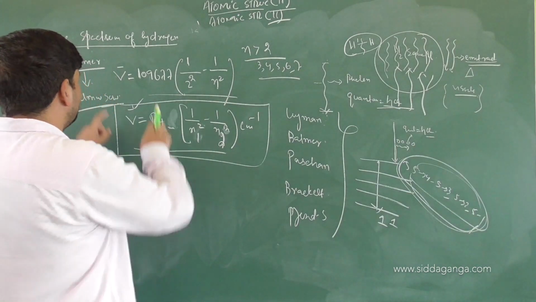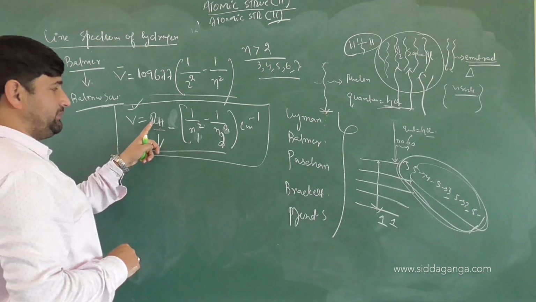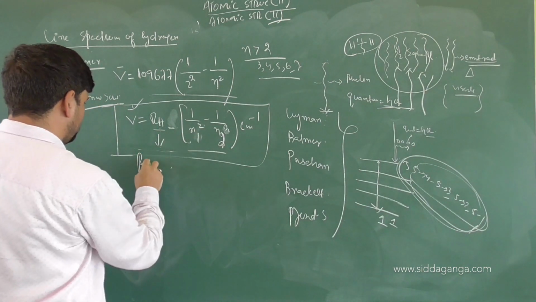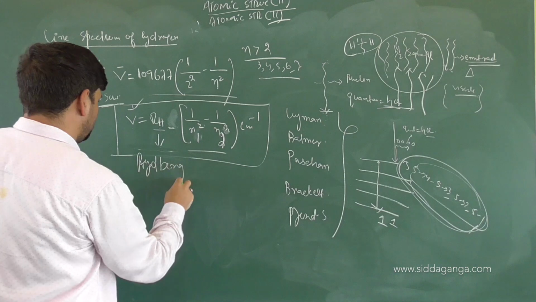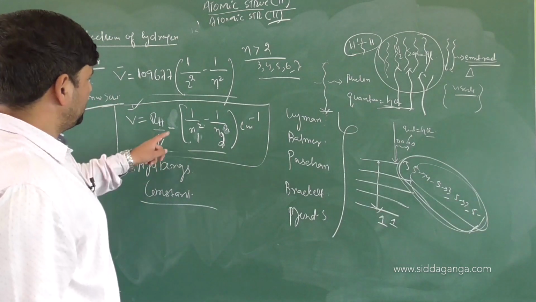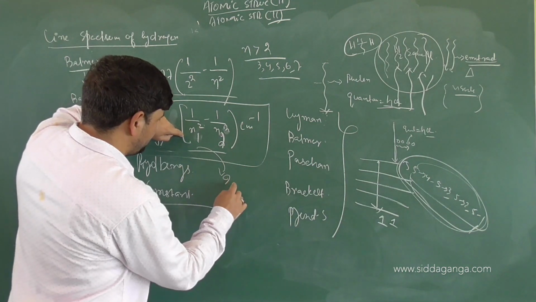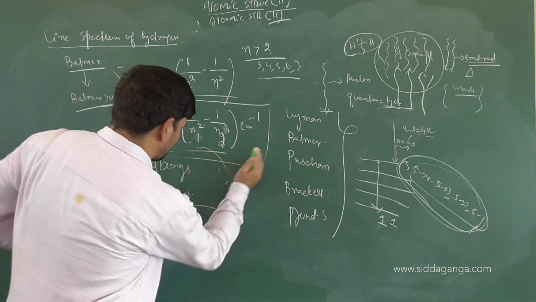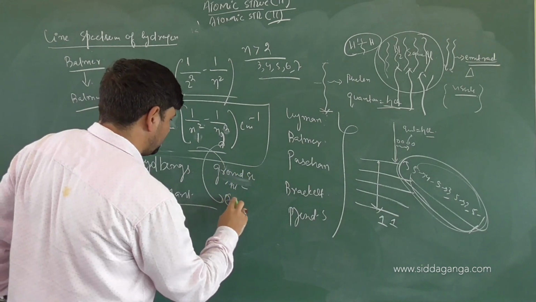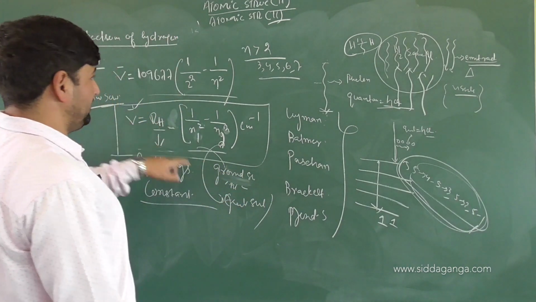Bohr's model of an atom explains the line spectrum of hydrogen as well, and perfectly explains. Keep this equation in mind. Wave number equals RH, Rydberg's constant. This was later called Rydberg's constant. Z square, hydrogen atom, 1 by n1 square minus 1 by n2 square, where n1 is initial, in other words ground state, and n2 is excited state. Now let us understand how we get this wave number equation from this.